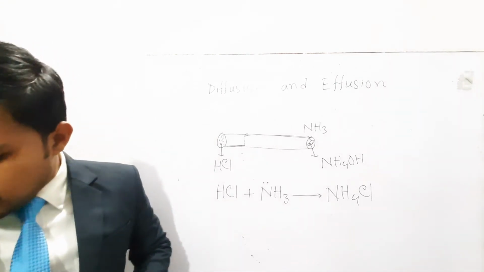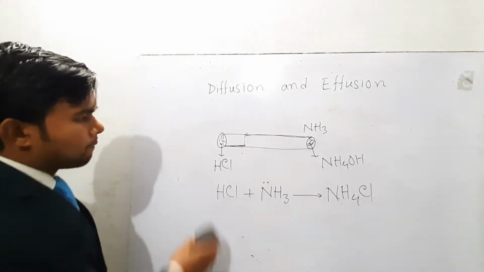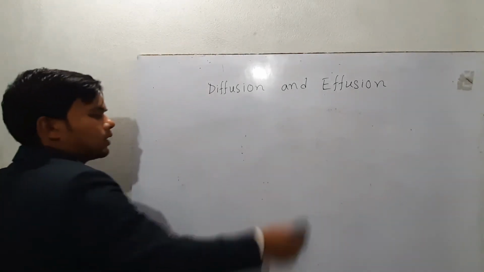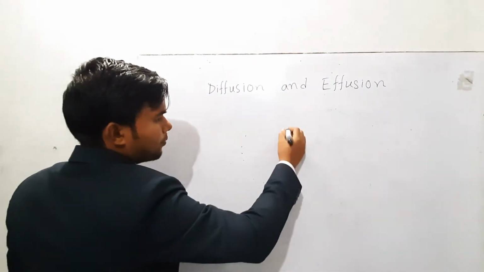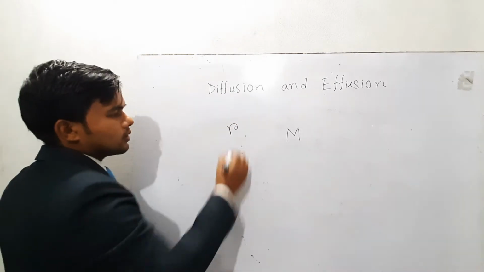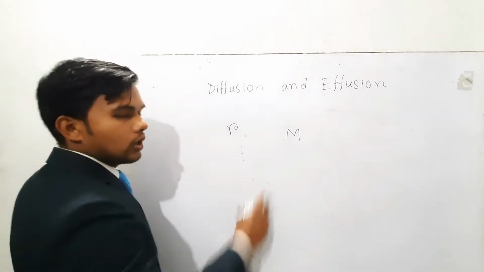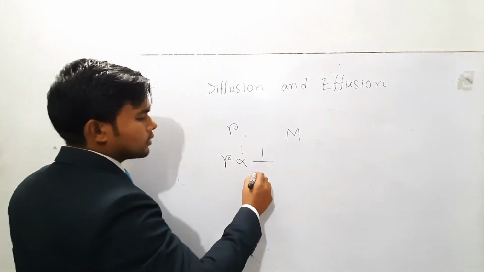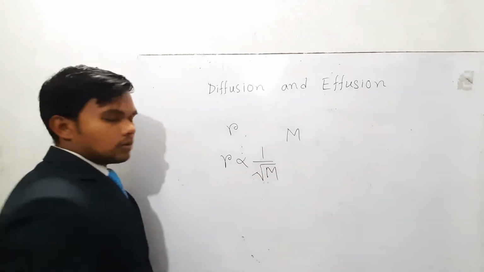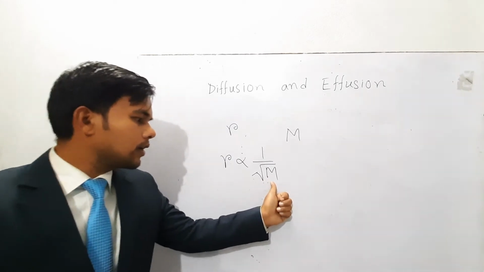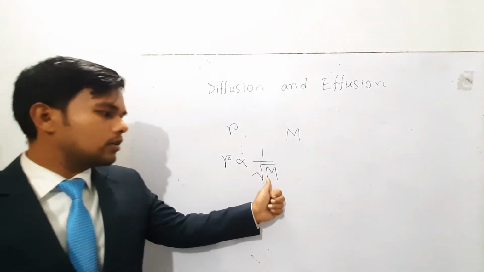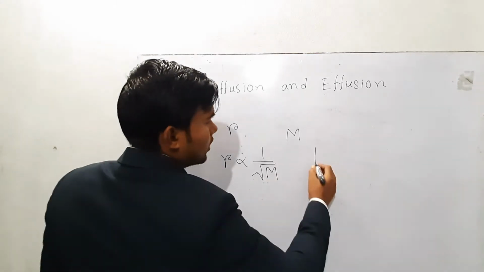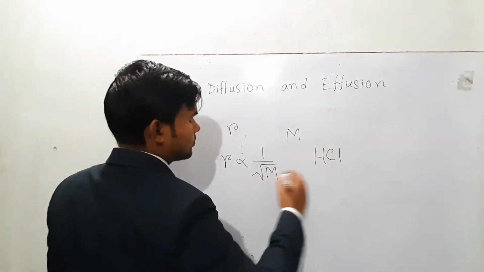Why? This can be explained with the help of Graham's diffusion law. According to Graham's diffusion law, if the molecular mass of a substance is m, and the diffusion rate of the substance is r, there is a relation between the diffusion rate and molecular mass. The relation is that the diffusion rate is inversely proportional to the square root of the molecular mass of the substance. That means if the molecular mass increases, then the diffusion rate decreases, and if the molecular mass decreases, the diffusion rate increases. We have two gases, one is hydrogen chloride and the other is ammonia.